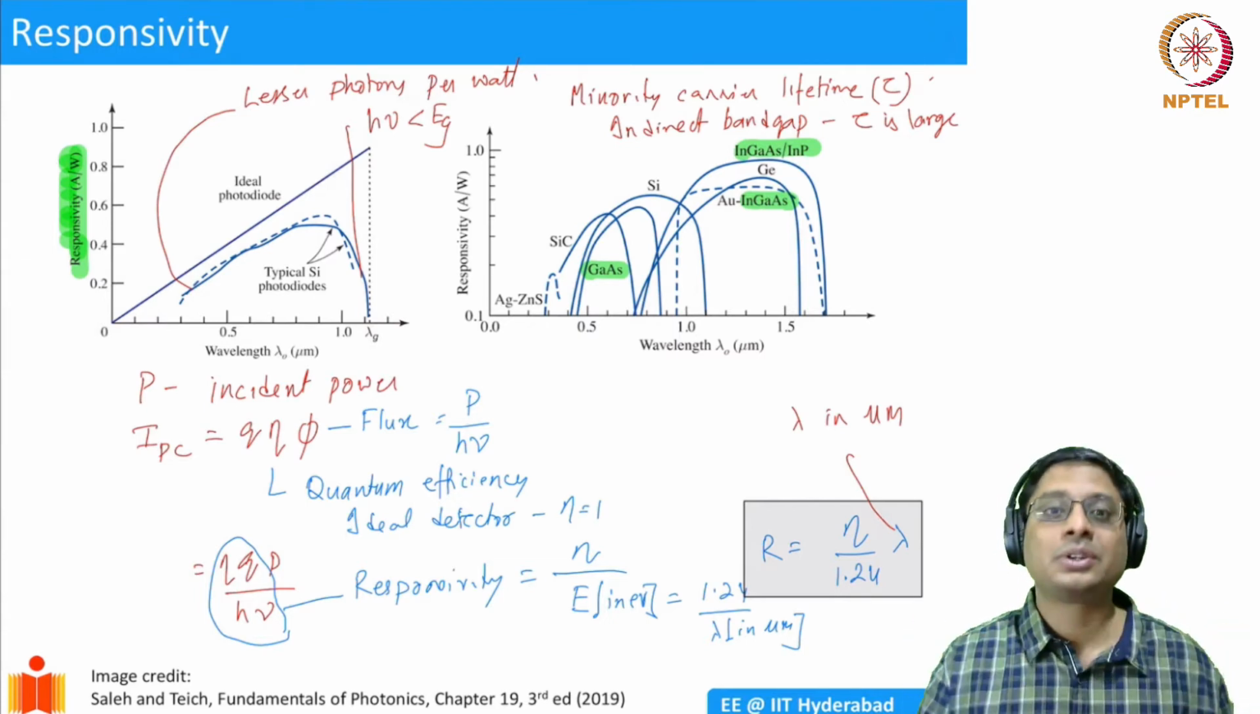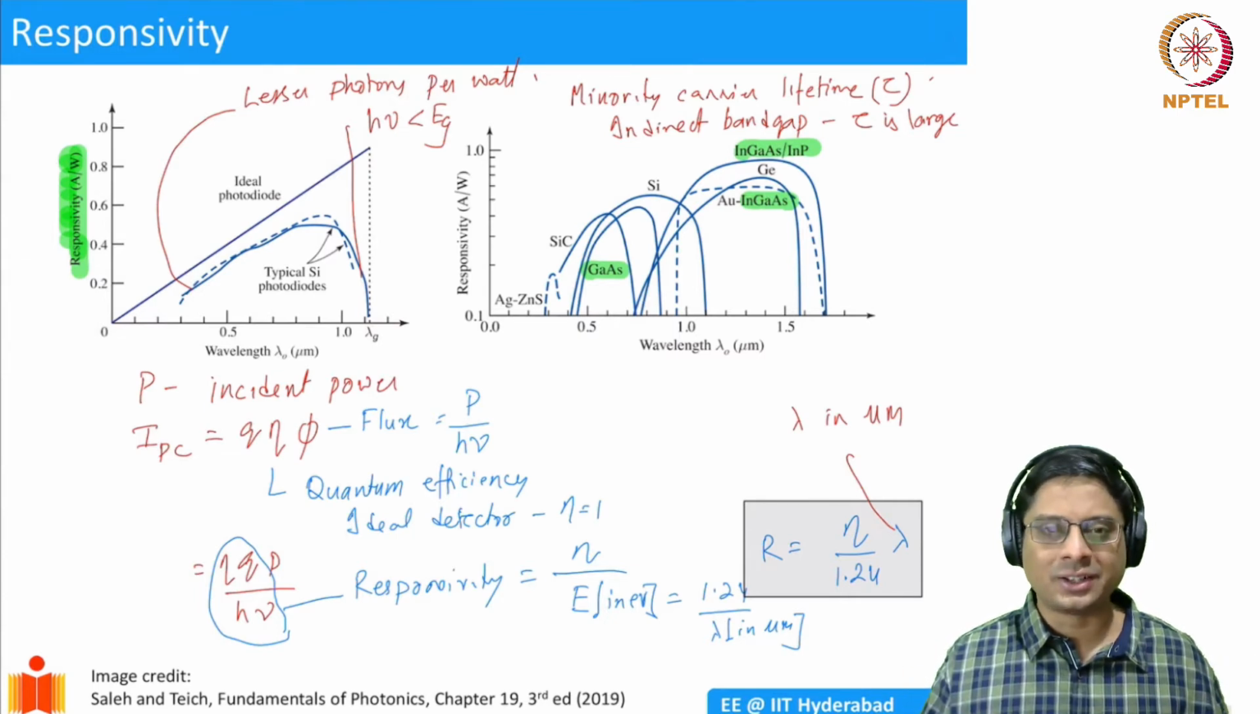So that is why silicon solar cells work. I started the discussion by saying that silicon is not a good material for optoelectronic applications, but then I showed you a silicon solar cell.